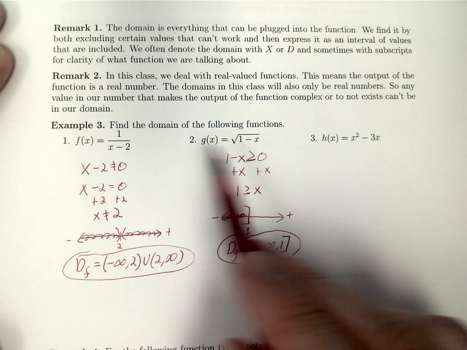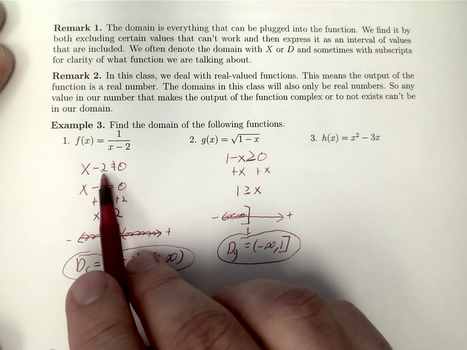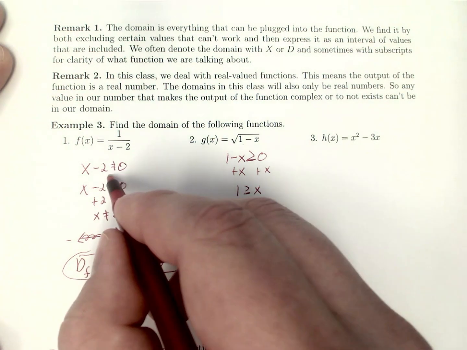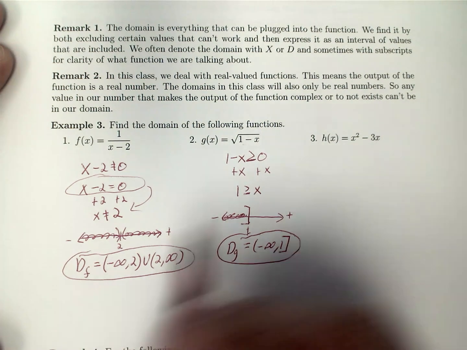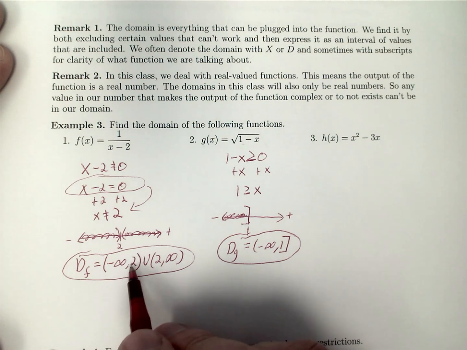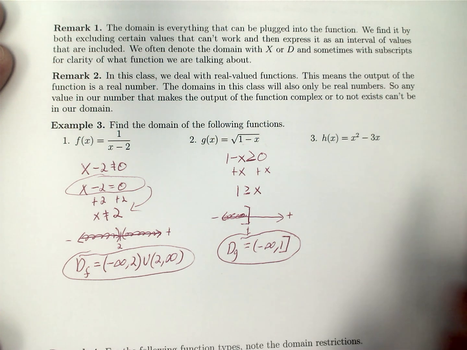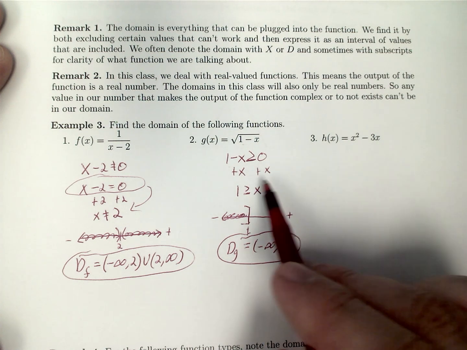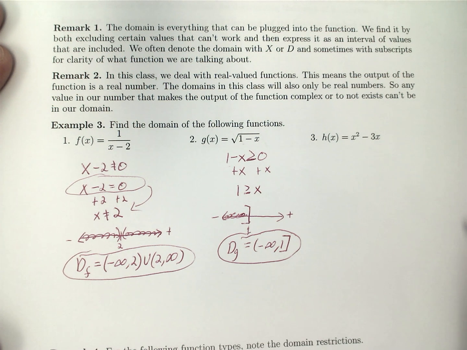So if we divide by 0, or if we have something under the radical of an even index, we may have issues. So if we have a denominator, just set the whole denominator equal to 0, and then solve and exclude that value. So we excluded 2. If we had more than one solution, we would exclude those as well. Inside an even index radical, we set it greater than or equal to 0, solve, and that's our interval.